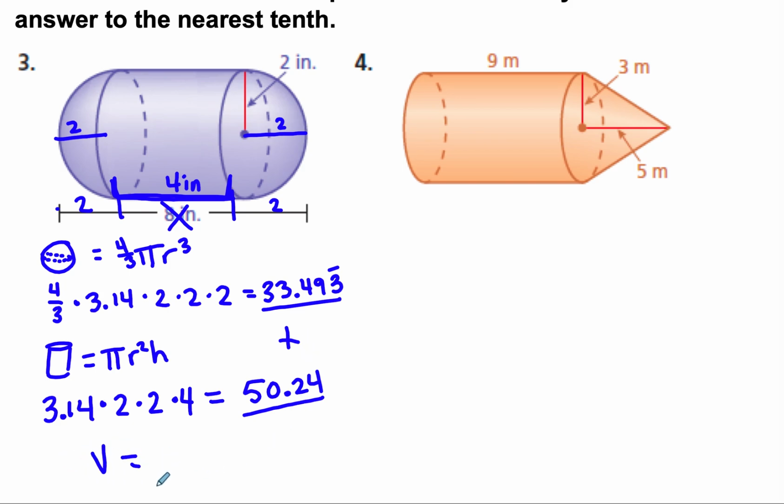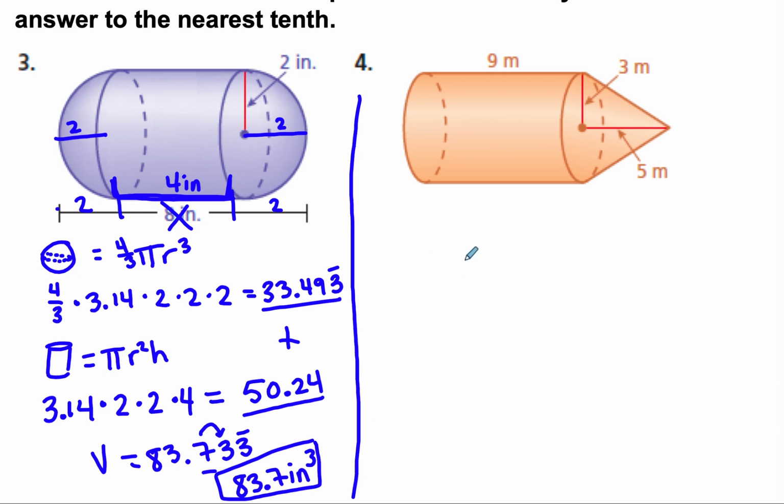So my total volume, when I add them together, and I'm just going to type this in as 1, 3 for right now because I'm going to round to the nearest tenth. So the repeating part doesn't really matter. 83.733, and really that 3 is repeating. To the nearest tenth, the 7 is in the tenths place. The number behind it is a 3, so this is going to stay as 83.7 inches cubed. That is my total volume for number 3.